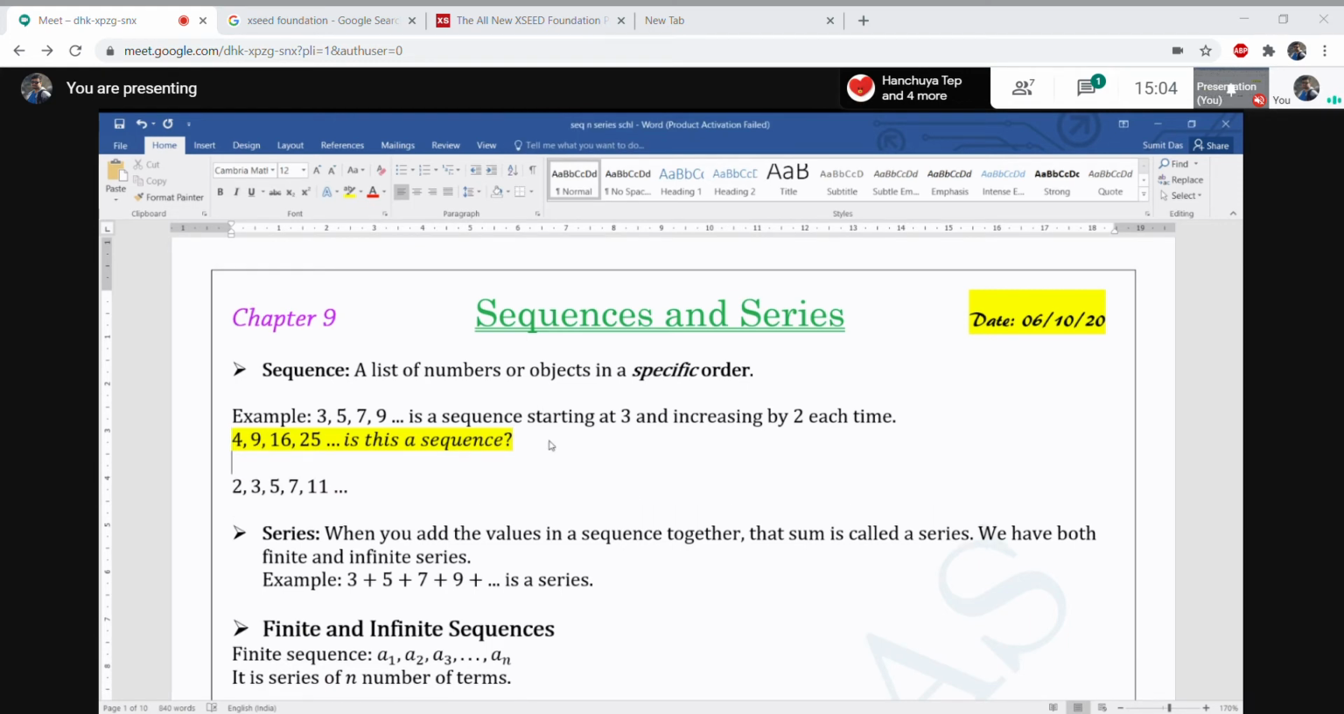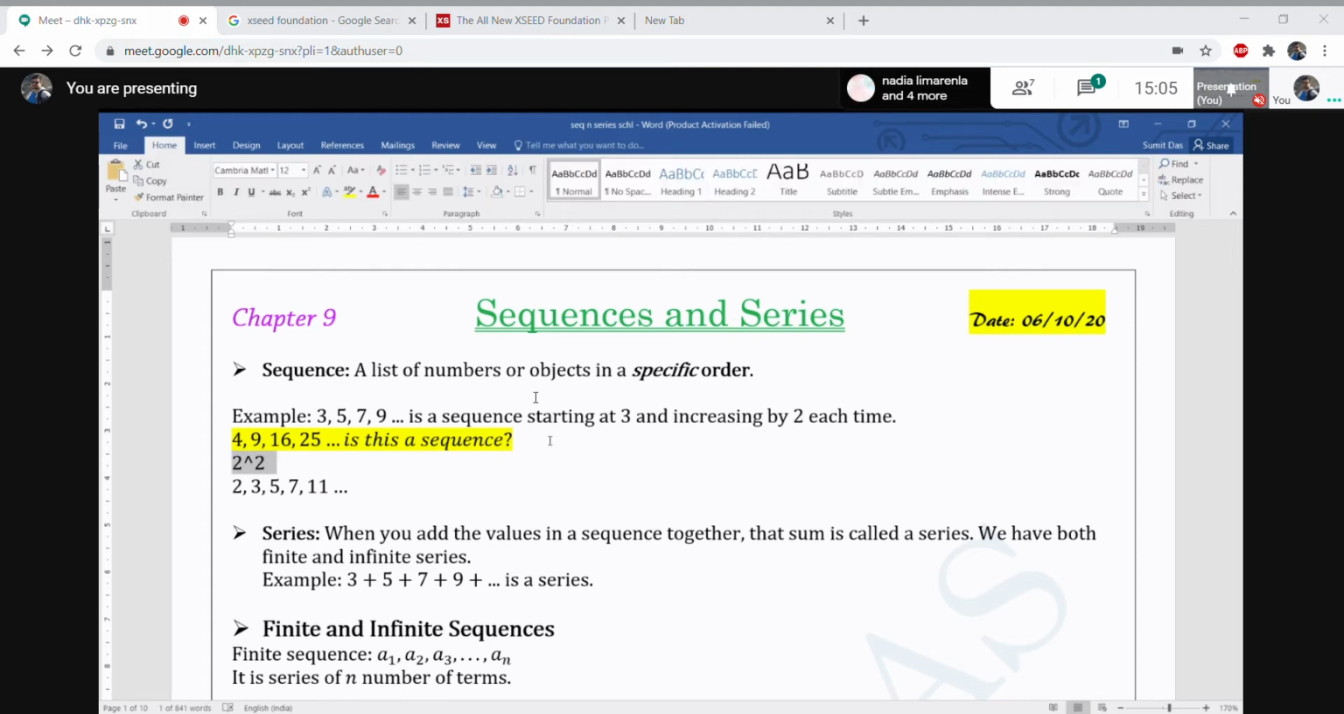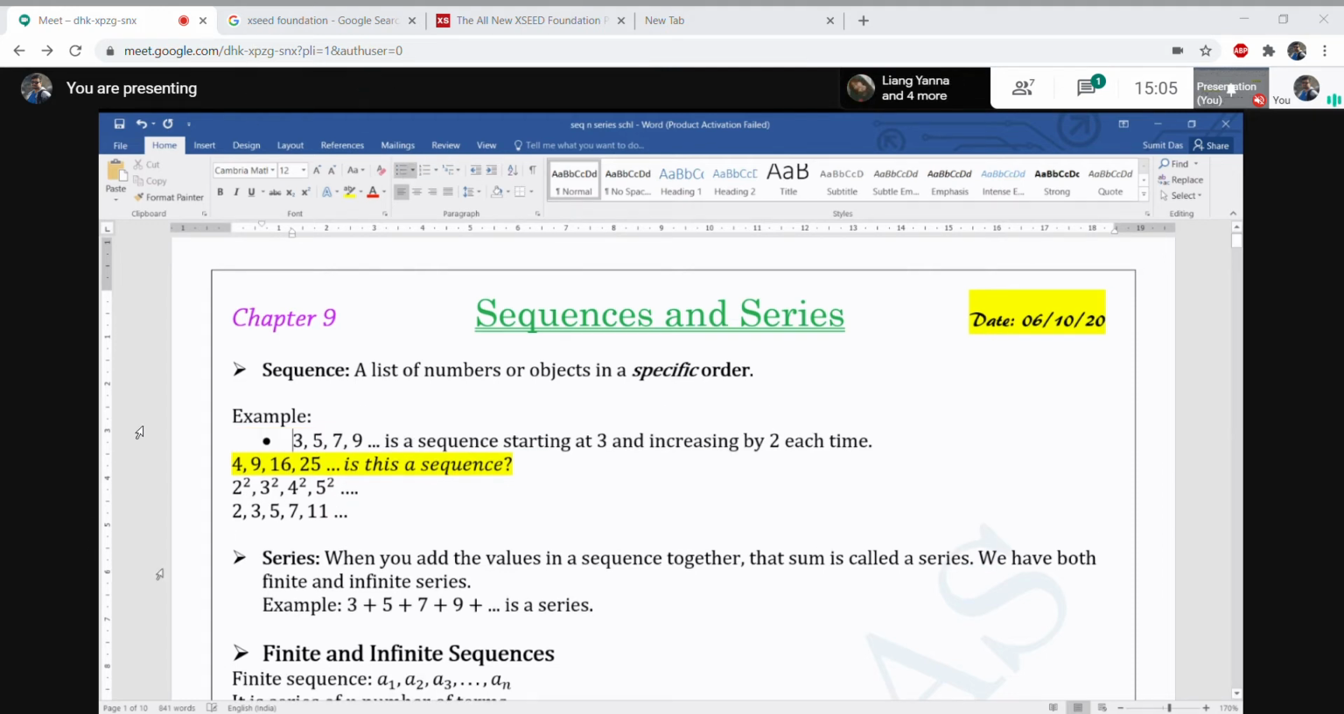You can see if I write the same thing, we can write it like this: 2 square, comma, 3 square, comma, 4 square, comma, 5 square. Like this. So it is actually following a specific order, right? It is following a specific order. So this is also an example of a sequence.